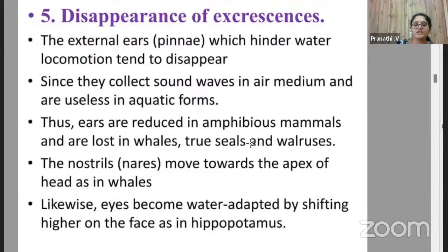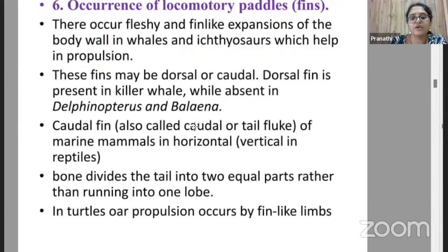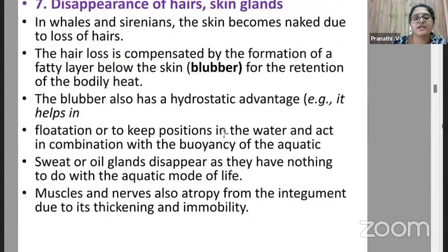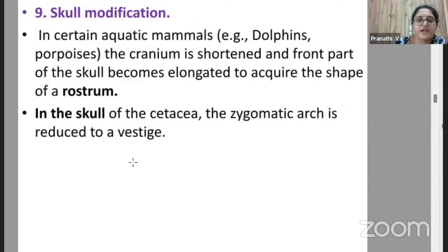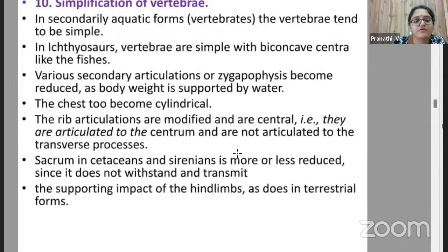And the eyes are also adapted to the water. Then you have locomotory paddles, which are also the fins basically. And then there is a minimal amount of hair or skin glands that are present. And then you have a mouth armament in certain kinds of fishes and whales. And the skull is also modified to withstand huge amounts of pressure. So the vertebral column is also simplified, in fact.